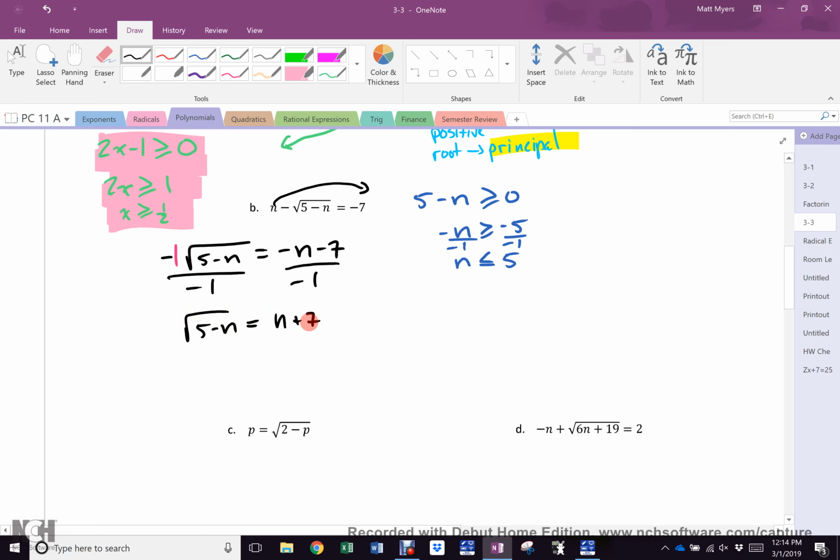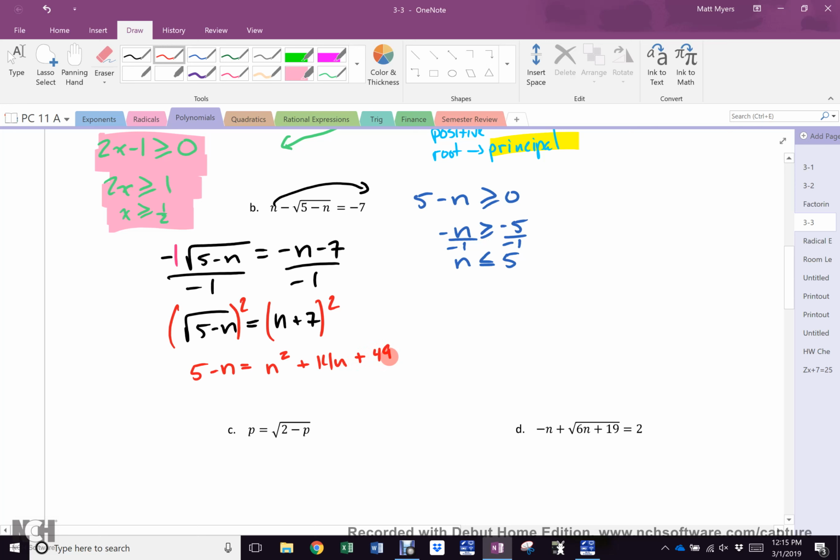Nice. Is our radical isolated? Have we finished the first step? What is the next step? Eliminate the radical by squaring. Square, square. This is now 5 minus n. Agreed? Is this n squared plus 49? No. What is it? n squared plus 14n plus 49. Everybody agree?